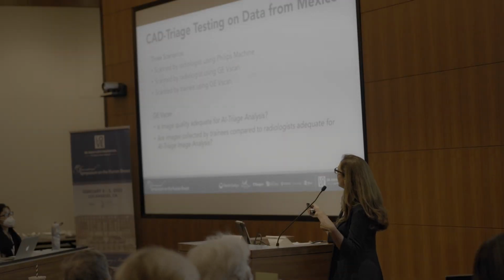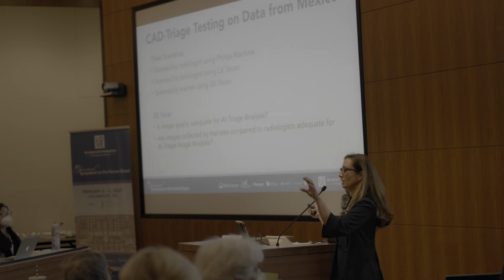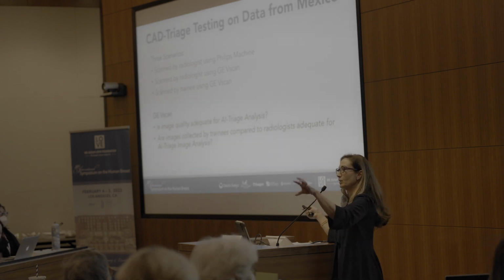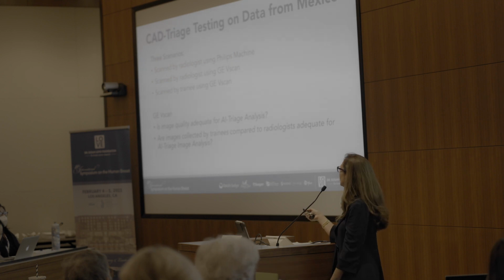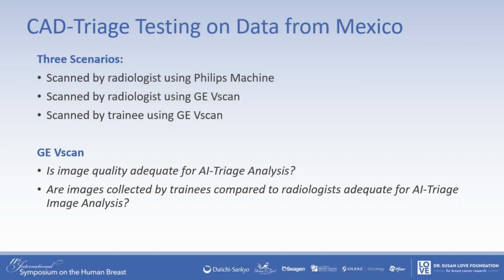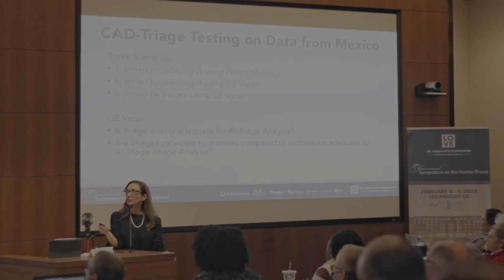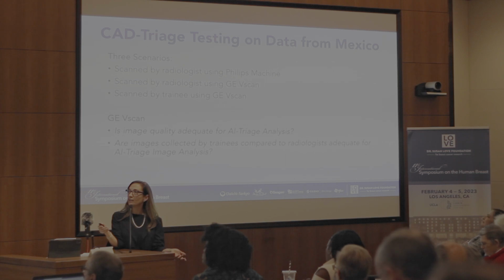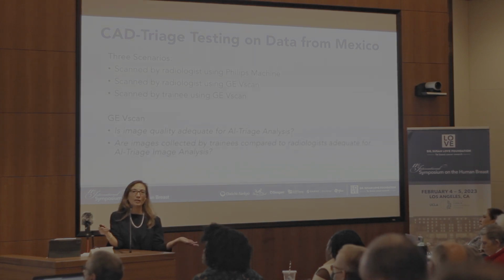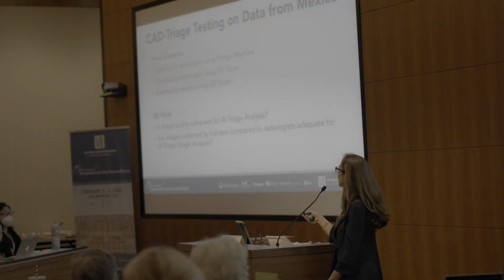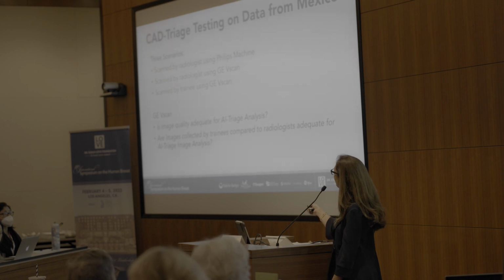And they had 3 different scenarios, so each person was scanned 3 times. One was by the radiologist using a big ultrasound machine. The second was the radiologist using a small V-scan portable. And the third was the trainee using the V-scan. So we wanted to know, was the image quality adequate for the AI analysis? And were the images collected by the trainees comparable to those collected by the radiologist?